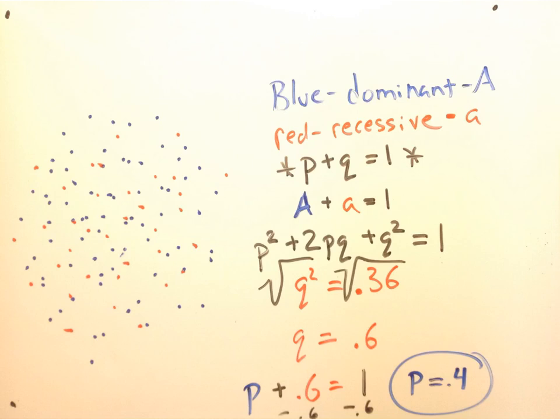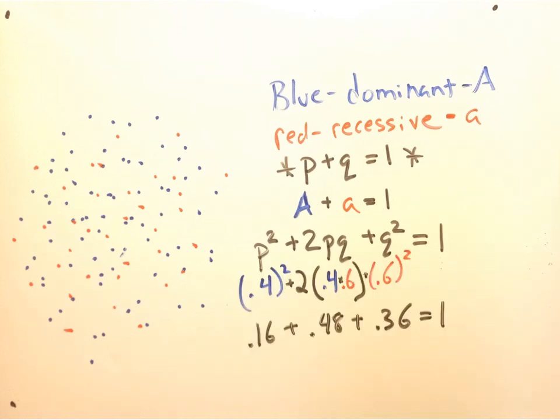Now we have the values for both P and Q. Q equals 0.6 and P equals 0.4, and we can put those back into the second equation, and that will tell us what percent of the population is homozygous dominant and what percent of the population is heterozygous. When we put these values in for P and Q, the equation tells us that we expect 16% of the population to be homozygous dominant, 48% of the population to be heterozygous, and 36% of the population to be homozygous recessive. And you can always check your work with these problems because when you add these components up, it should equal 1, or 100% of the population is either homozygous dominant or heterozygous or homozygous recessive.